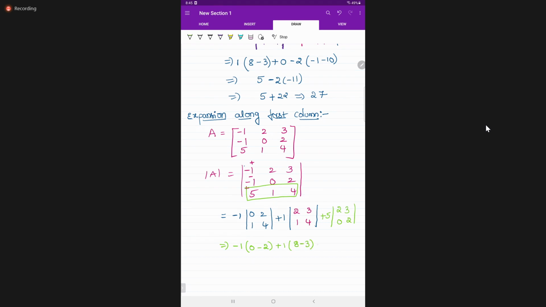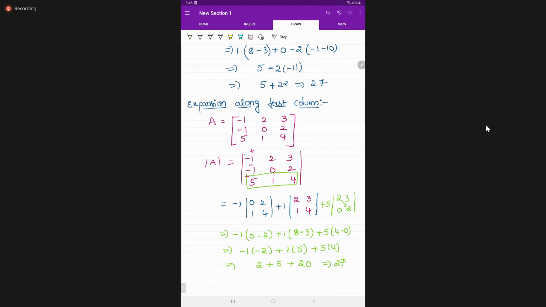Minus 3 plus 5, 4 minus 3. 4 minus 0, right? Sorry, 4 minus 0. Next, minus 1 into minus 2, plus 1 into 5, plus 5 into 4, so you'll get 2 plus 5 plus 20, which is 27. Again 27. So here you are getting the same values only, na?